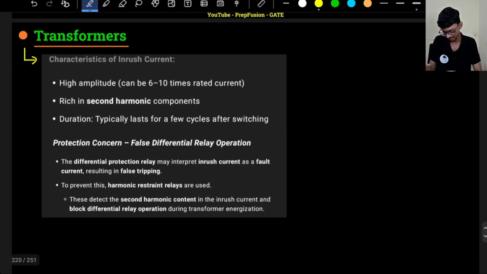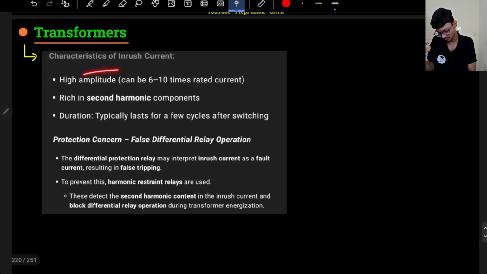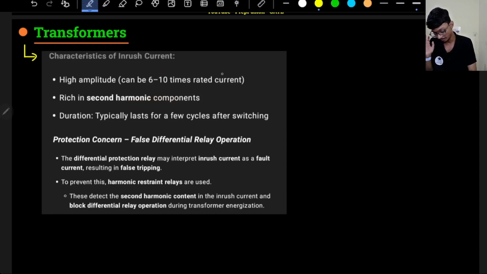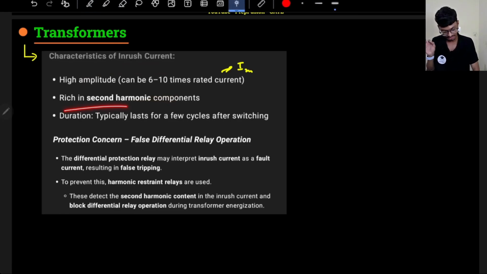So this is a summary. What are the characteristics of inrush currents? It will be high amplitude, 6 to 10 times the rated magnetizing current. Basically whatever is the rated magnetizing current, not the rated overall winding current. It is rich in second harmonics and typically lasts for the first few cycles. After that it will die down, just like a transient lasts only for the initial phase, then automatically we reach the steady state. We have a few protection mechanisms, you can go through this.